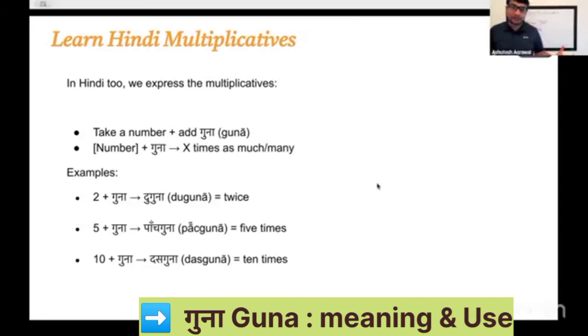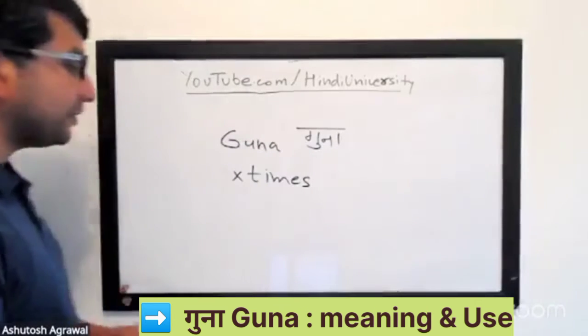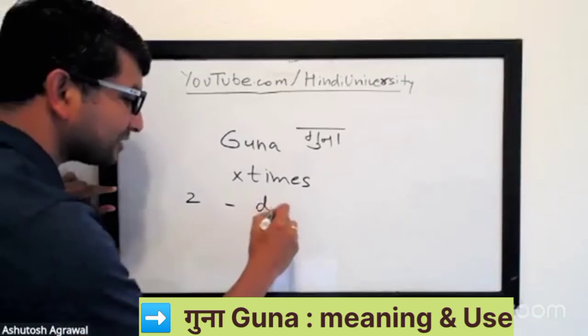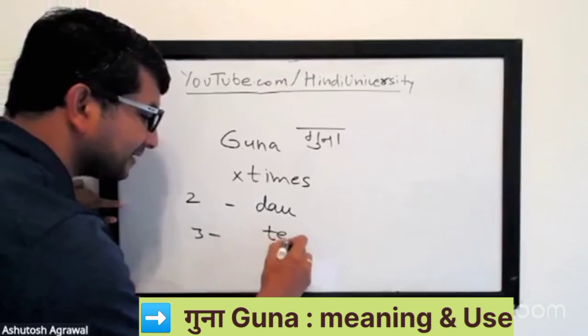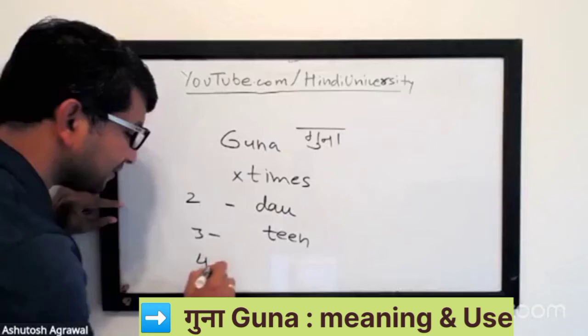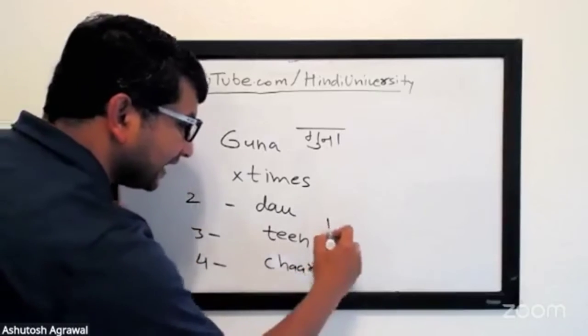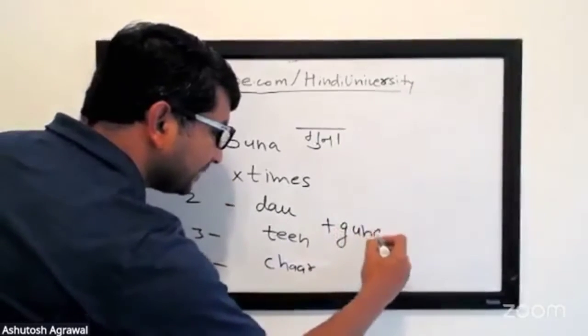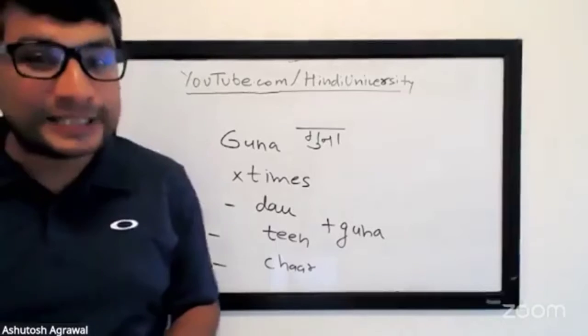So you take the number in a very simple way. You take the number and you put guna next to it. Now there are some irregular uses of it as well as the regular use. But for simplicity, right now, let's just say that you take the number and you put guna next to it. As simple as if you just take the number 2, I'm going to just say do. Very good. And if I put guna next to it, it becomes do guna, teen guna, char guna.